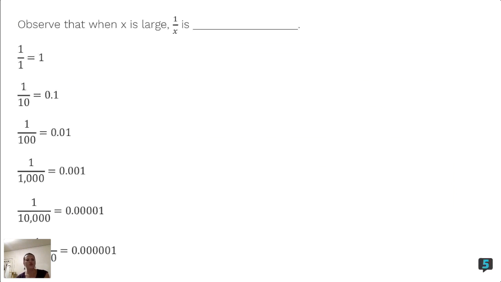Okay. So the next thing I want to look at, I've got to fill in the blank for you guys, so go ahead and comment in the chat. It says, when x is large, 1 over x is blank. So I've given you guys some numbers underneath there. 1 over 1 is 1. 1 over 10 is 0.1. 1 over 100 is 0.01. Based on that pattern, what are you observing that when x is large, 1 over x is what?